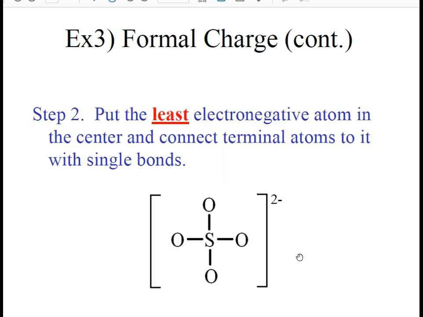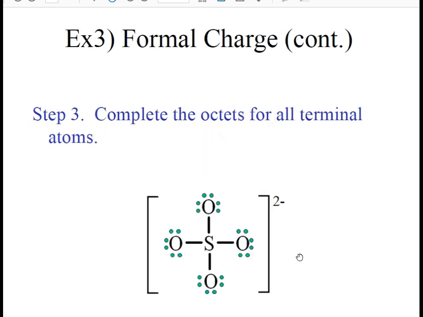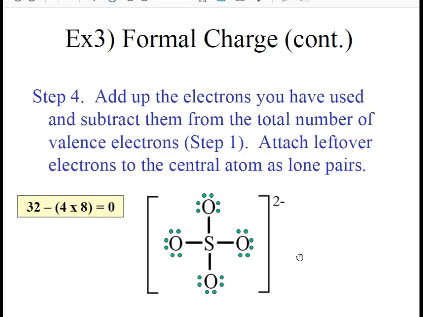We'll put the least electronegative one in the center and connect the others to it with single bonds. So we have our sulfur in the middle and the oxygens around it with single bonds. Now, the reason sulfur is in the middle is because it's less electronegative than oxygen. We're then going to complete the octets for our terminal atoms, those on the outside. So we put 6 more electrons around each oxygen. Add up the electrons we've used. Remember there's 2 in each bond, and then 6 around each oxygen. So that's 4 times 8, or a total of 32. We have no electrons left to put on the center atom.